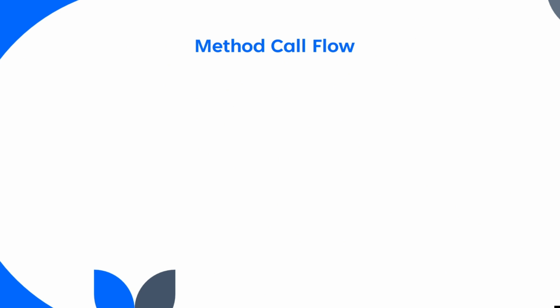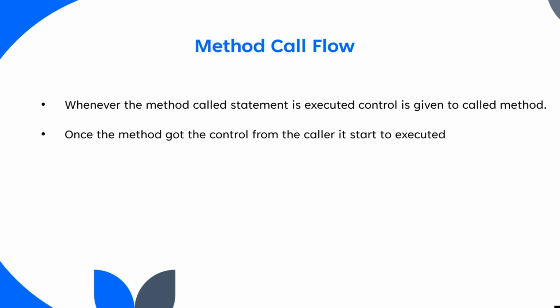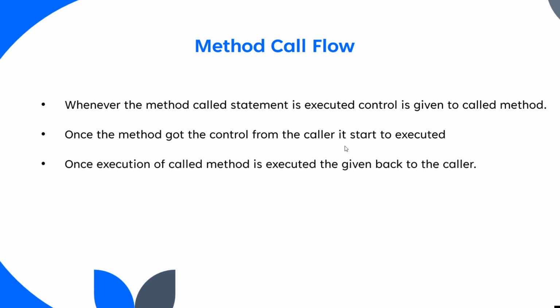So the first one is method call flow. Basically it's about the rules of the method, how the method executes. Whenever the method call statement is executed, control is given to the called method. Once the method gets the control from the caller, it starts to execute. Once execution of the called method is finished, control is given back to the caller.